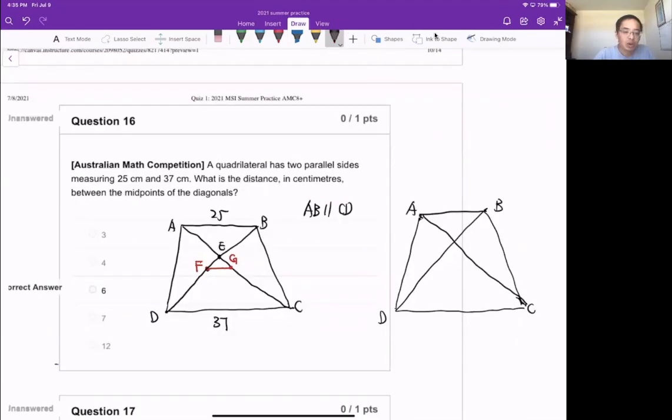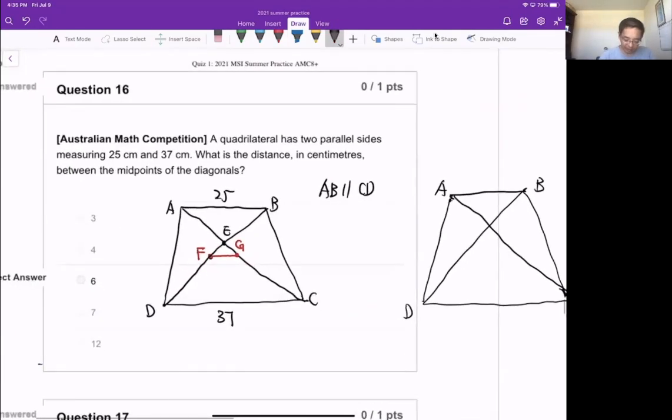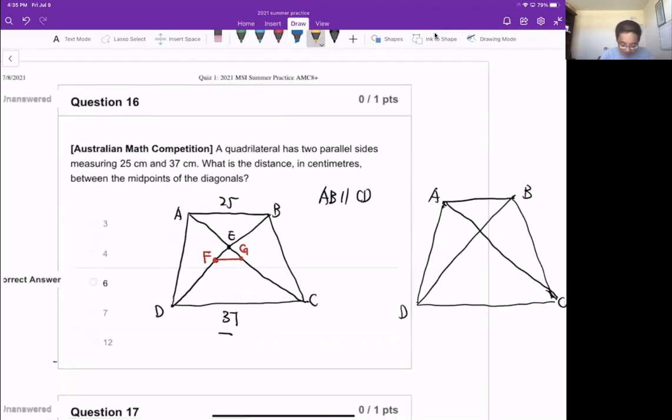Okay. Question number 16. Here we have quadrilateral ABCD, which is a trapezoid. AB is parallel to CD, and we know AB is 25, and CD is 37. Okay, BD is a diagonal, and AC is another diagonal. Now we choose their midpoints F and G. The question is, what is the length of FG? Okay, so there are different ways to do this problem. For me, I think the most convenient way is we extend FG to this point.